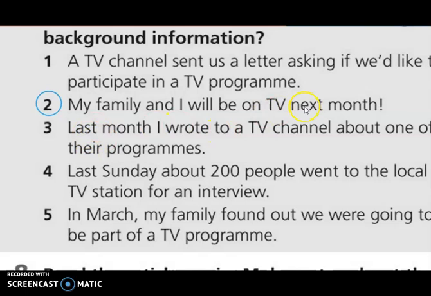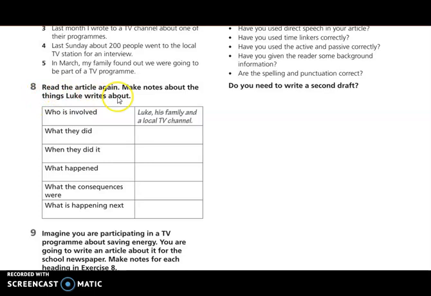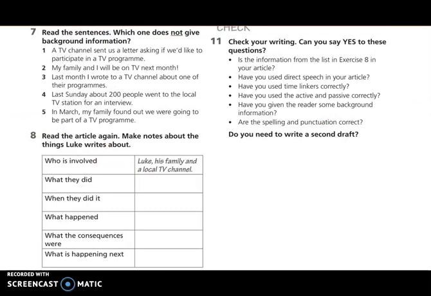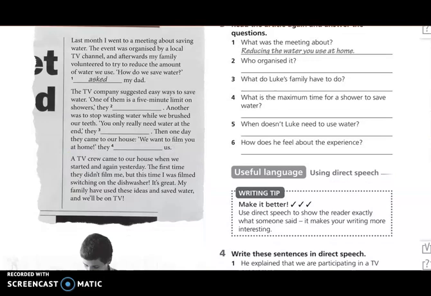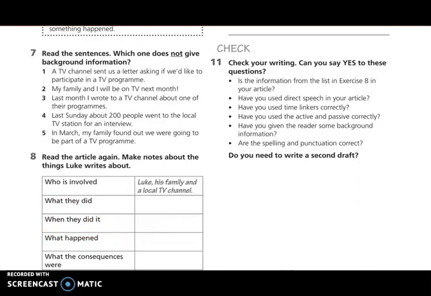In exercise number eight, you have to read the article again and make notes about the things Luke writes about. Number one, who is involved? Luke, his family, and a local TV channel. Number two, what they did? Let's move again and see what they did. So my family volunteered to try to reduce the amount of water we use. The next information is when they did it: last month.